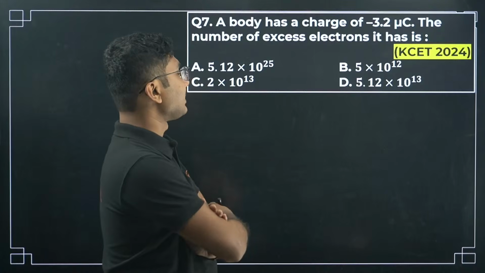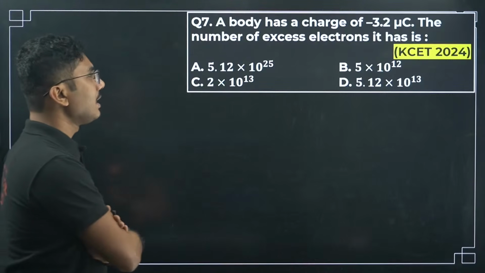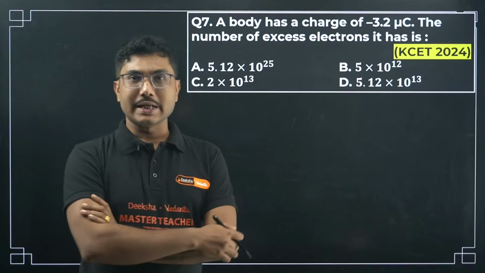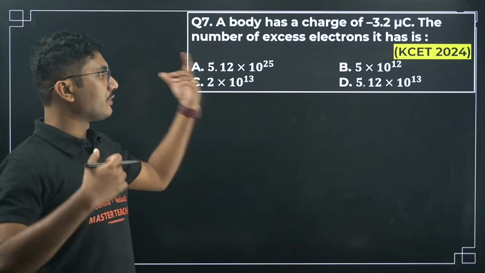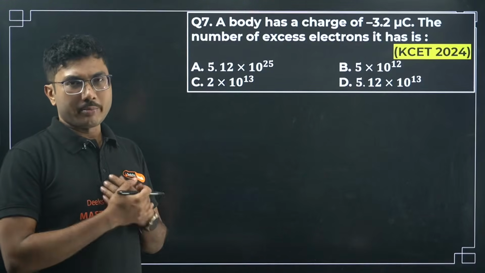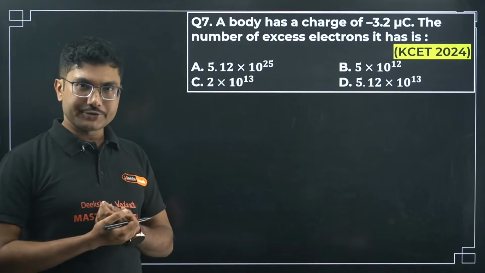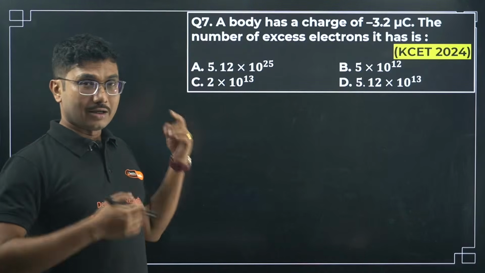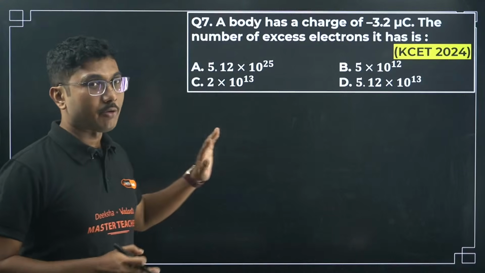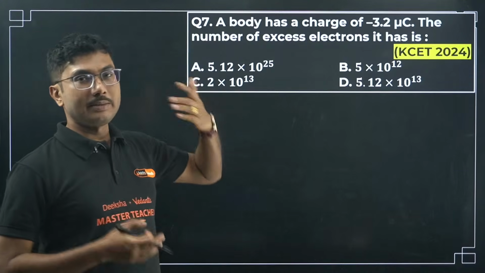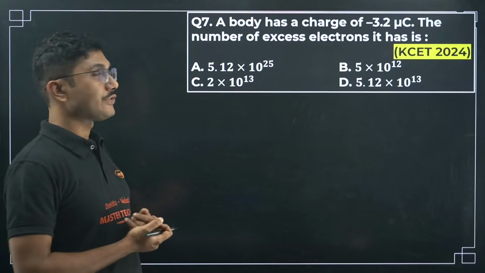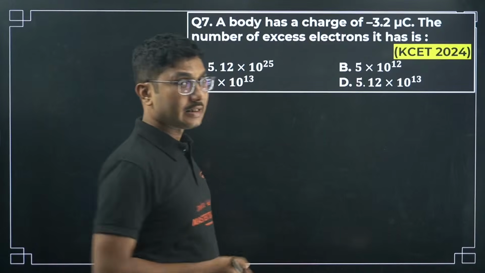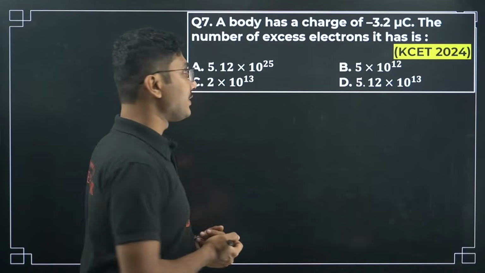A body has a charge of minus 3.2 microcoulomb. The number of excess electrons it has. This is another easy question. As you can see, the most common concept from this chapter is Gauss's law and electric flux, and in between some other concept-related questions also come from time to time. Here, this is a question based on the quantization principle.